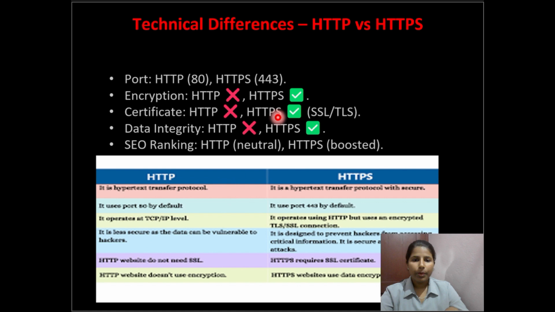HTTPS is the hypertext transfer protocol secure version, and it uses port 443, whereas HTTP uses the default port 80. HTTP is operated at the TCP/IP level, but HTTPS is operated by a TLS and SSL connection. An HTTP website does not need an SSL certificate, but an HTTPS website does. So that's how we can verify that an HTTP website doesn't use any encryption.